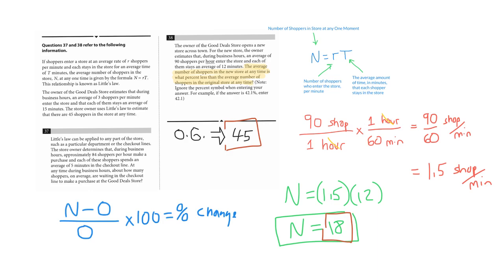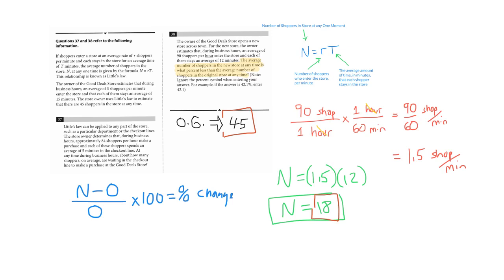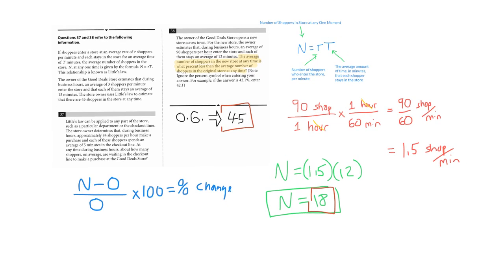So the new amount in this case is 18, because we went from 45 to 18, right? This is the original store. This is the new store. The old amount is 45, and we want to know the percentage change from 45 to 18. So clearly it's going to be a decrease. And working that out, it would be such that it's 18 minus 45, all over the old amount, also known as 45, times 100. And let's see what that becomes.